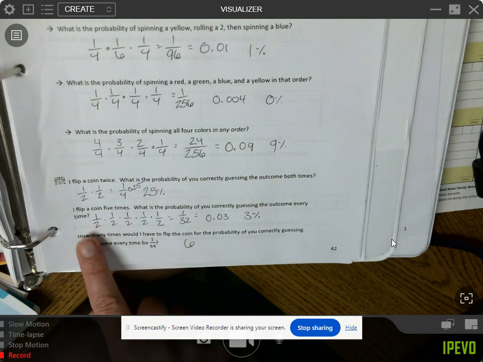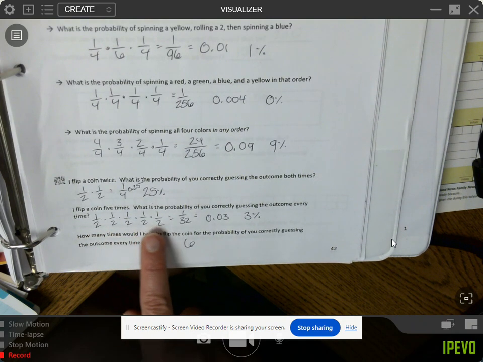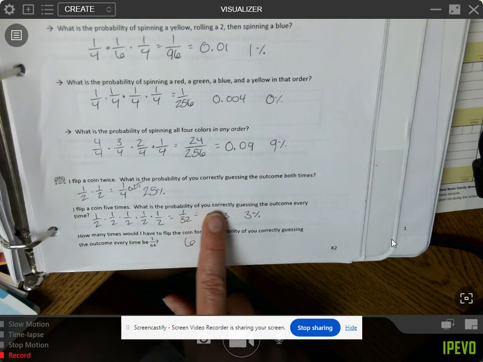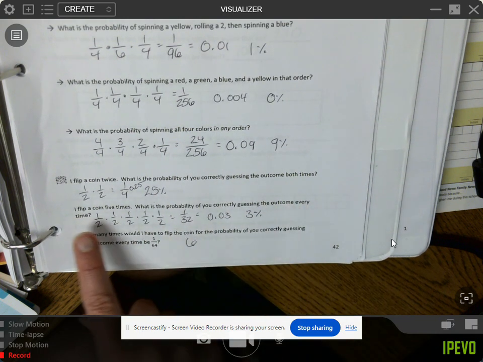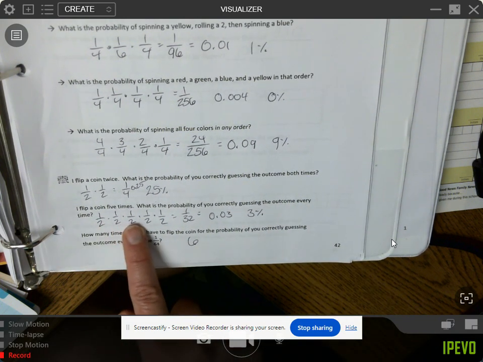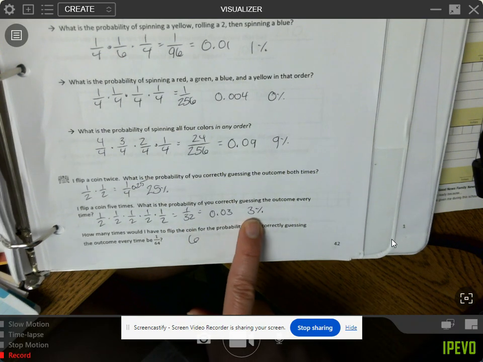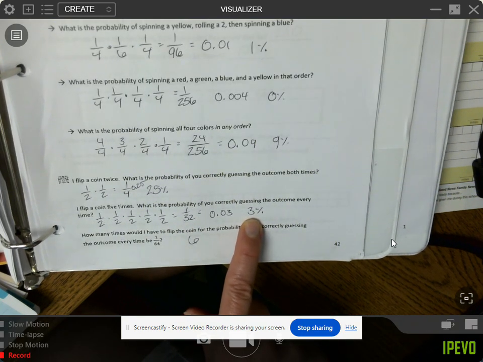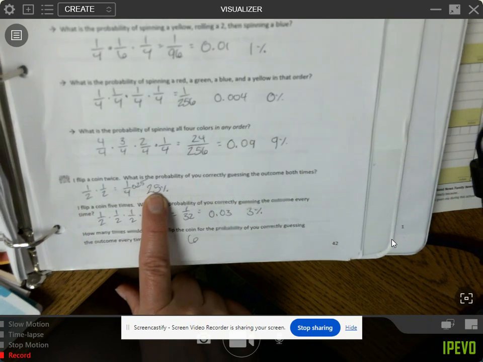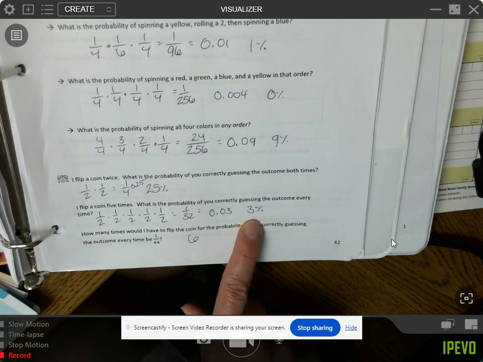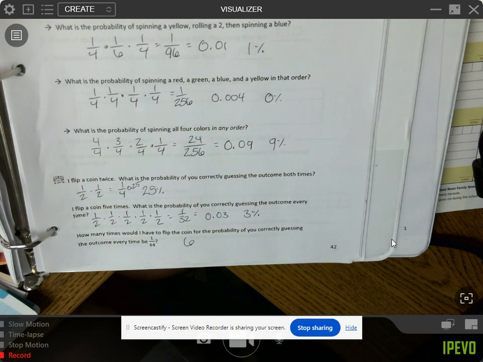Now I flip a coin 5 times, so there's 5 events. What is the probability of you correctly guessing the outcome every time? Multiply all those together, and I get a 3% chance. So when it was 2, I was up at a 25%, but now that I have to correctly guess for 5, it falls down to 3%.